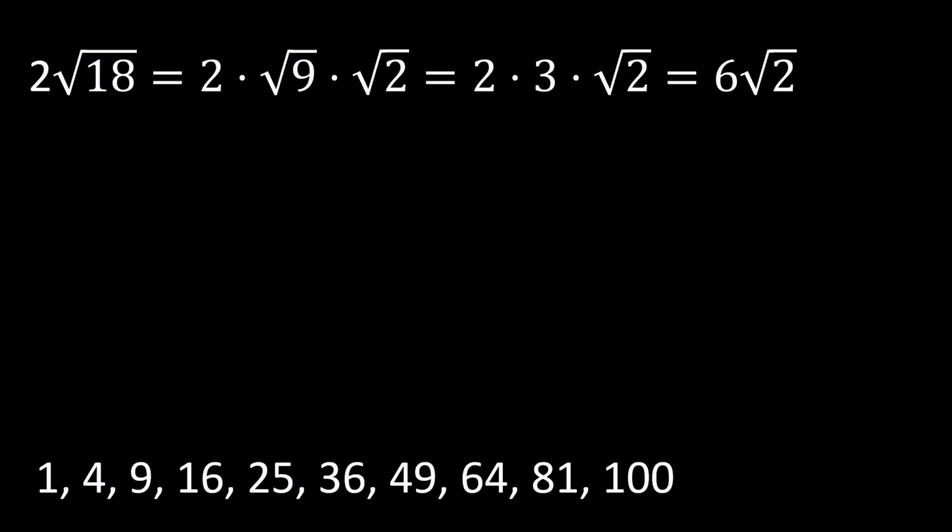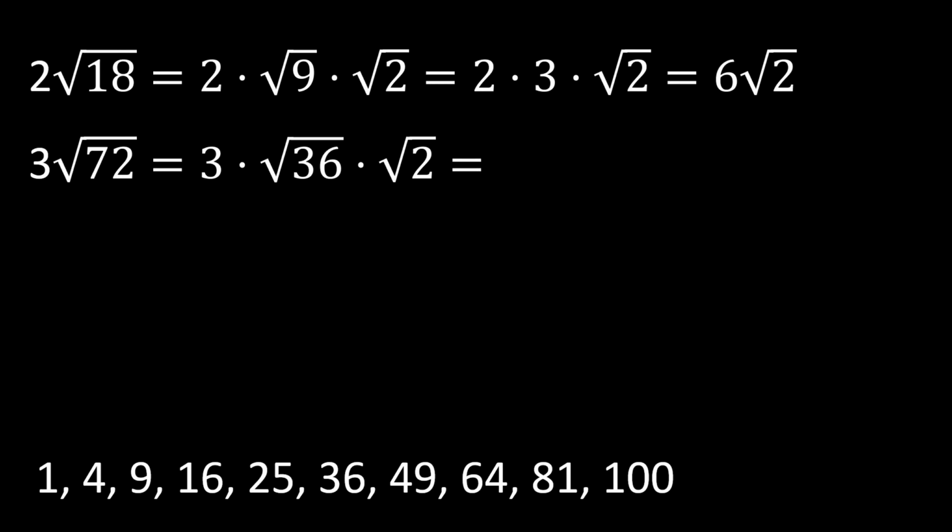Our last example is 3 root 72. The perfect square that goes in 72 is 36. We write 3 times. Square root 72 is equal to square root 36 times square root 2. Square root 36 is 6, and the rest stays the same. Multiplying integers and leaving the square root, we get 18 root 2, and that's the answer.